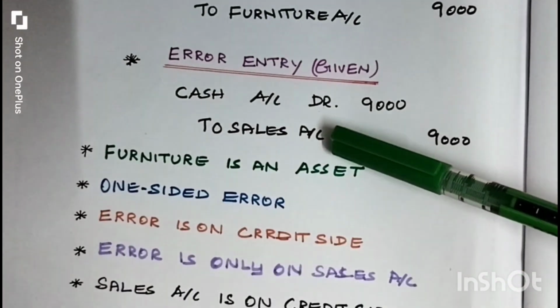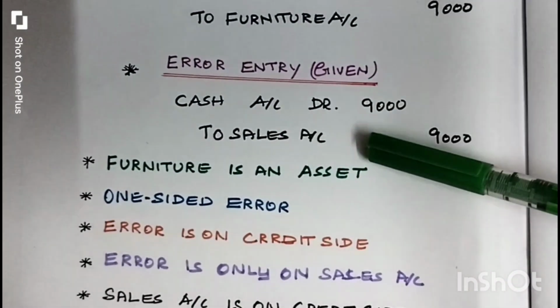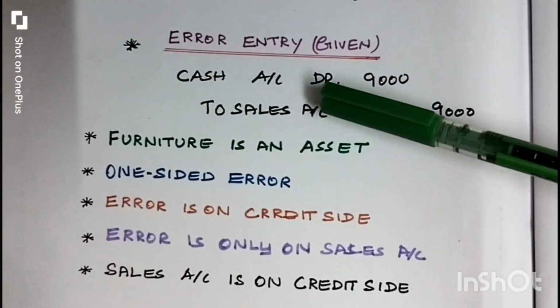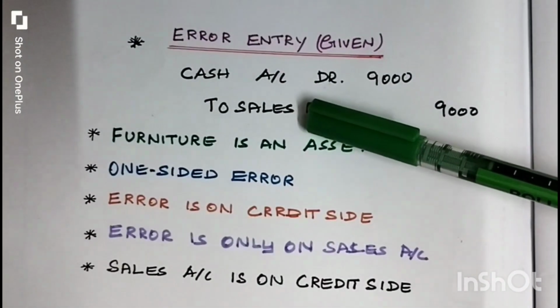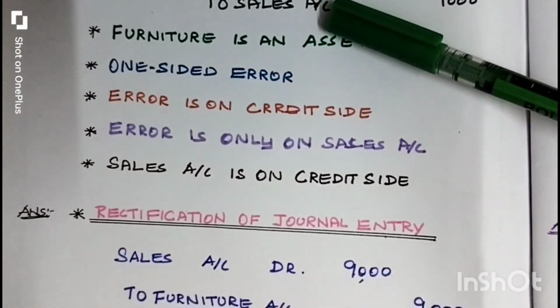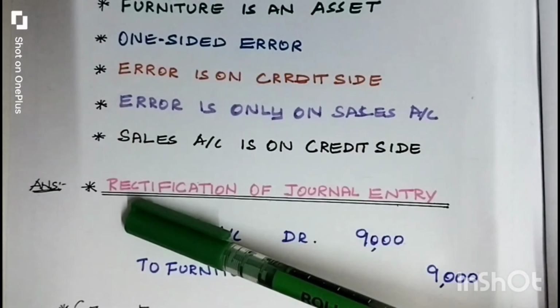Where is the sales account? The sales account is on the credit side. So how can you rectify this error? You have to debit the sales account only. The error is to be rectified. So this is the rectification of the journal entry. This is the answer.